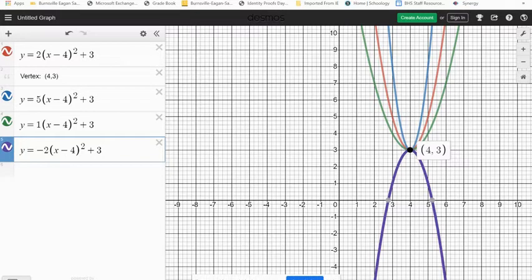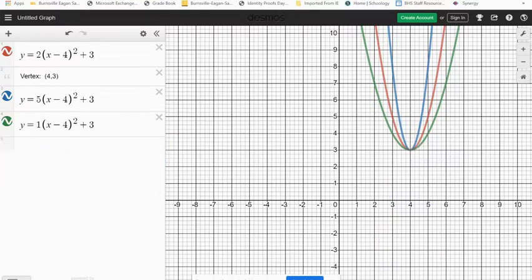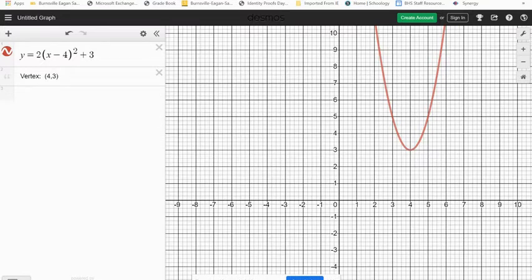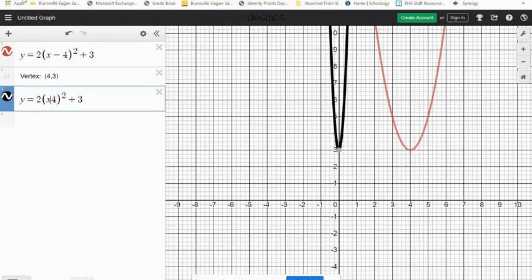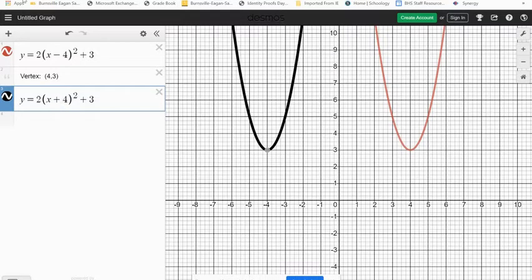So what I want you to realize is the number in front of the parenthesis is going to tell you whether or not your parabola opens up or opens down. When it's positive, it opens up. And when it's negative, it opens down. Now let's look a little bit more at the number inside the parentheses. So I'm going to get rid of these examples. Let's say in this case, I copy my parabola, but instead of having x minus 4, what if I make it an x plus 4? Now, notice my vertex.